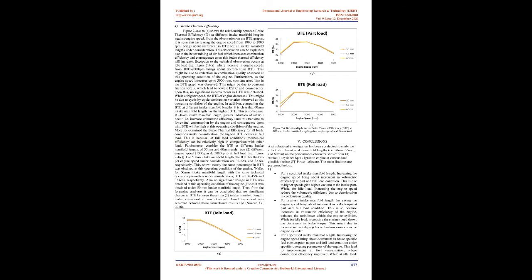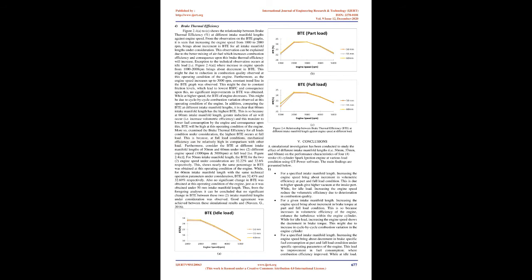From the observation on the BTE graphs, it is seen that increasing the engine speed from 1000 to 2000 rpm brings about an increment in BTE for all intake manifold lengths under consideration. This observation can be explained by the better mixing of air and fuel, which increases combustion efficiency, and consequently brake thermal efficiency will increase.